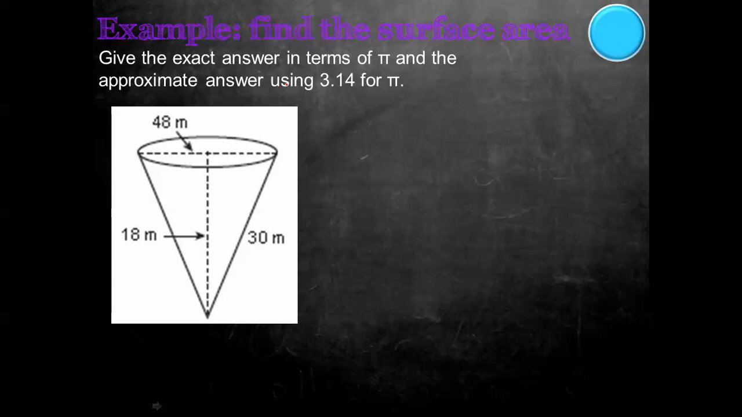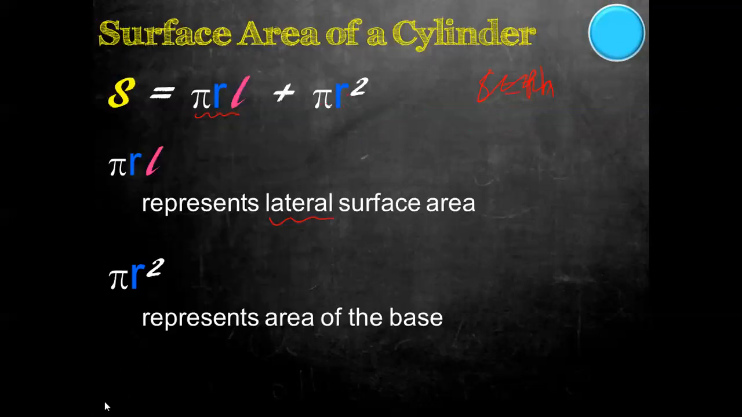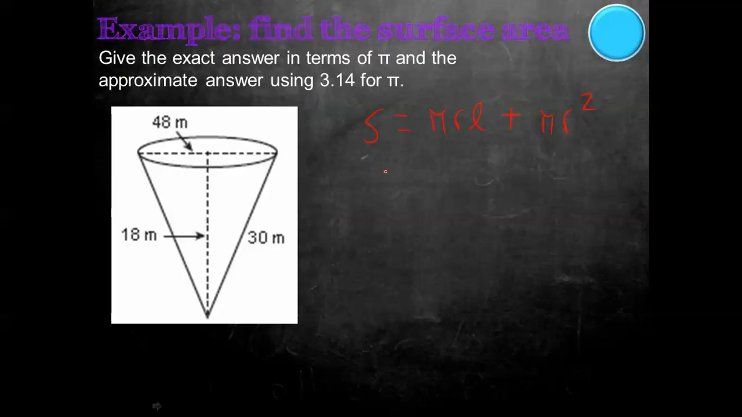Okay, so here we want to give the exact answer in terms of pi and the approximate answer using 3.14 for pi. So we have surface area equals pi r l plus pi r squared. Here, pi, r is our radius. Here we have a diameter, right? It's 48. So we're just going to take half of 48, which is 24.